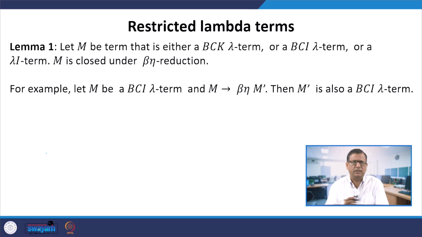Now we will look at some properties of these restricted classes of lambda terms. Let us consider a term M. M can be any one of these: a lambda I term, a BCI lambda term, or a BCK lambda term. This lemma says M is closed under beta eta reduction. Beta eta reduction means you take either a beta reduction or an eta reduction. So if we take M as a BCI lambda term, and we make a beta eta reduction and obtain M prime, then M prime is also a BCI lambda term. The same is true for the other classes like lambda I and BCK lambda. This is the meaning of closed under beta eta reduction.